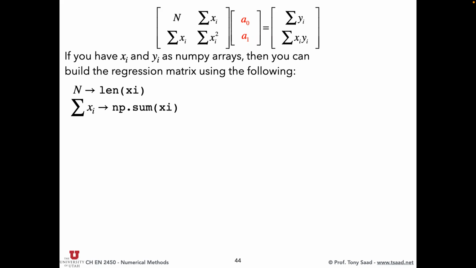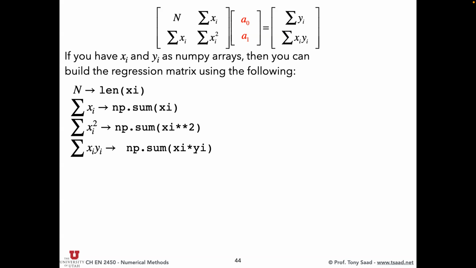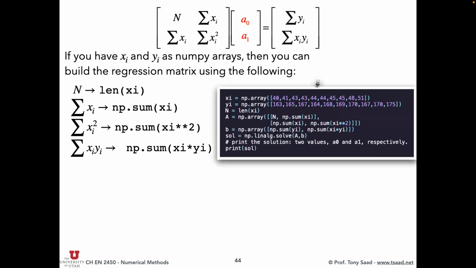What about sum xi squared? np.sum xi squared. That's pretty nice. And then all you have to do, so now we have xi squared. Sum yi is np.sum yi. And the last one, sum xiyi is np.sum xiyi. So it takes them, multiplies them element-wise, and sums them up. So now we have all the ingredients to build the array.